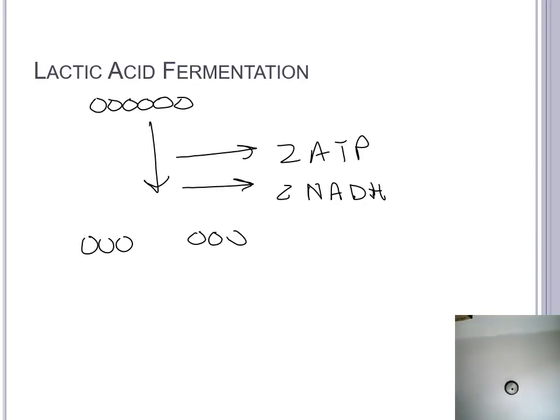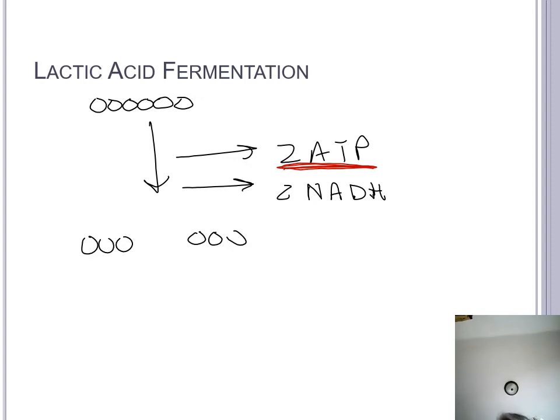Next, we have lactic acid fermentation. It's going to start off the exact same way. This should look really familiar. We start off with a glucose molecule that's broken into 2 pyruvates. This generates 2 net ATP and 2 NADH. Again, for the cell, it's really excited. It made some ATP even though there wasn't oxygen present, and it's not going to die.